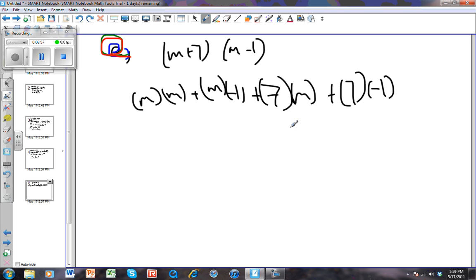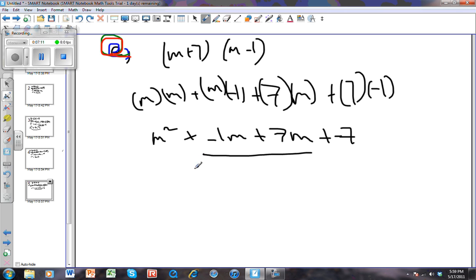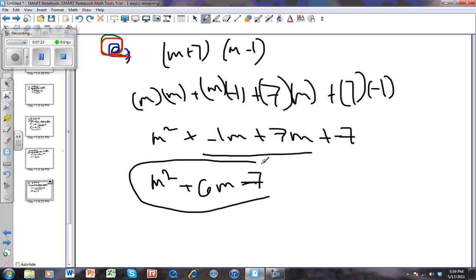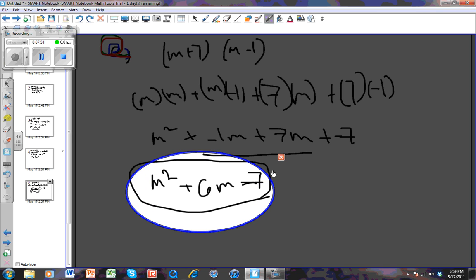Done that. Simplify. M squared plus negative 1M plus 7M plus negative 7. Done. Simplify, adding these two together. M squared plus 6M minus 7. Done.